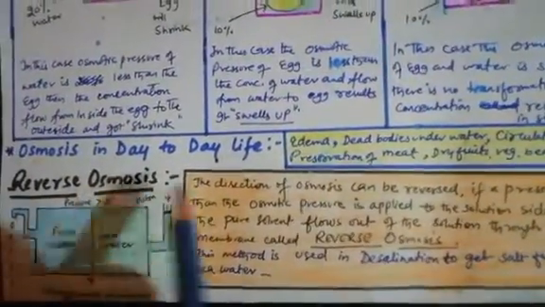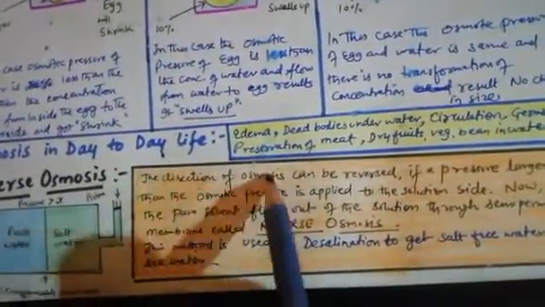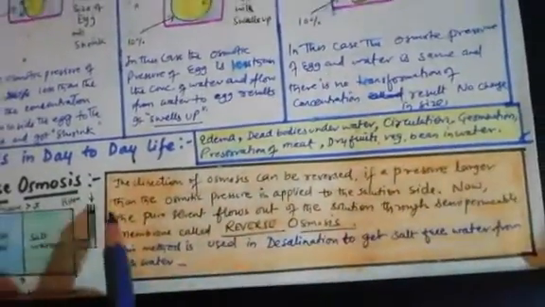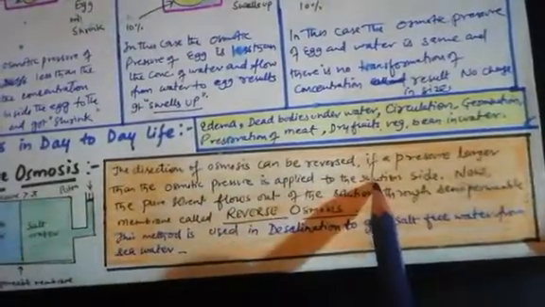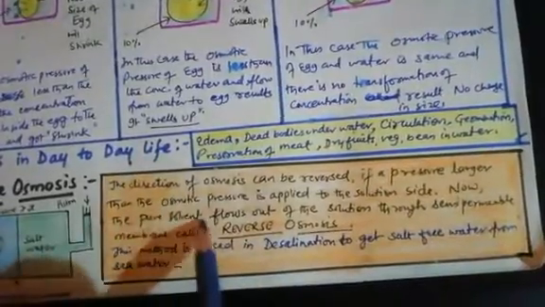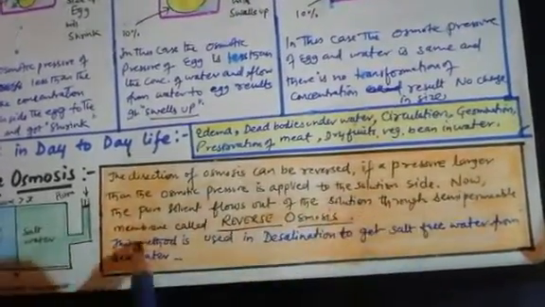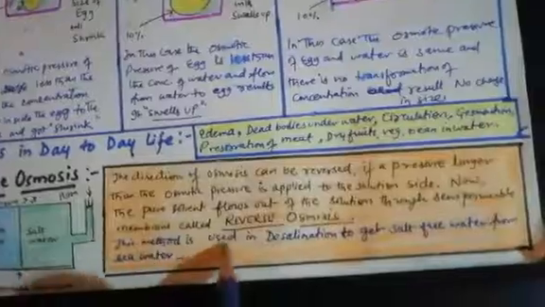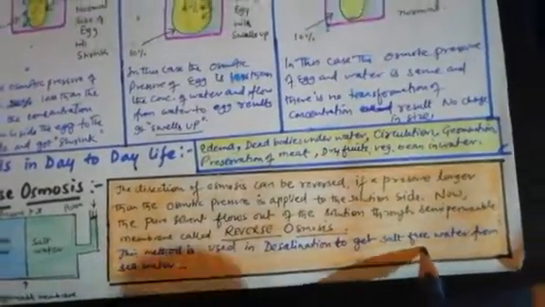The direction of osmosis can be reversed if a pressure larger than the osmotic pressure is applied to the solution side, and now the pure solvent flows out of the solution through the semi-permeable membrane. This is called reverse osmosis. This method is used in desalination to get salt-free water from seawater.